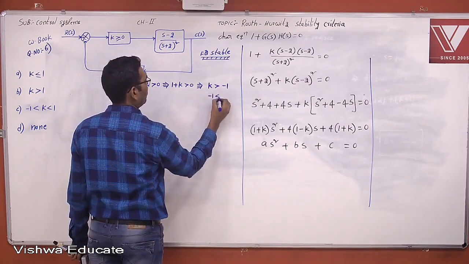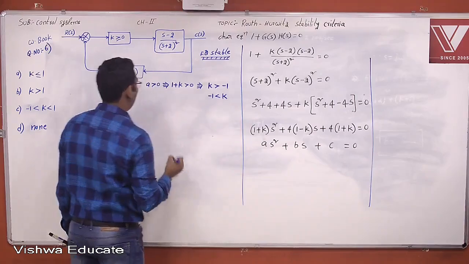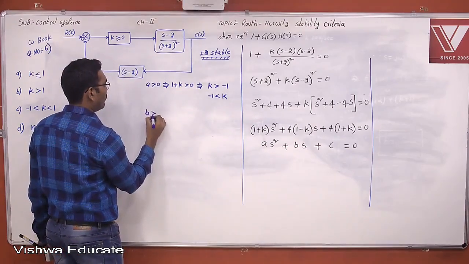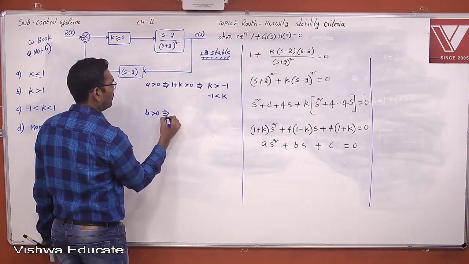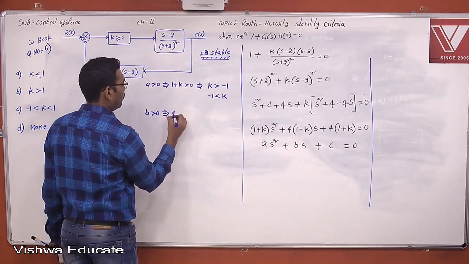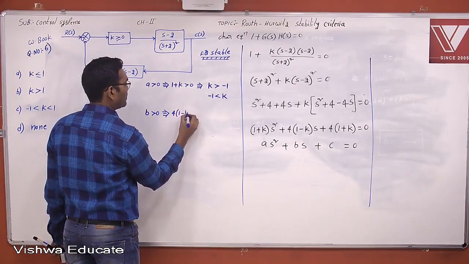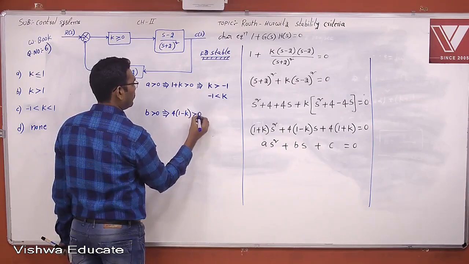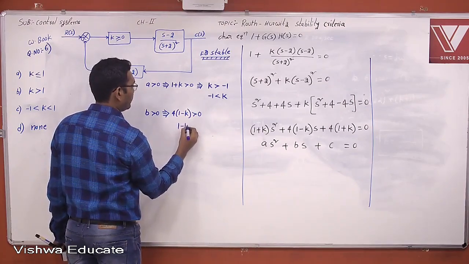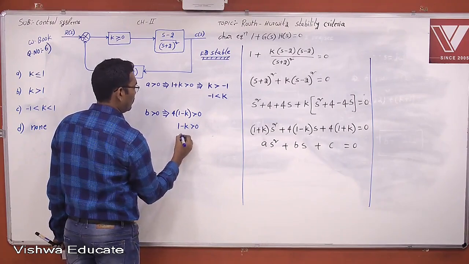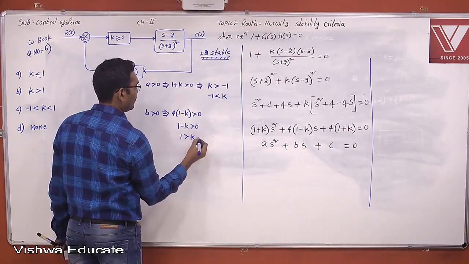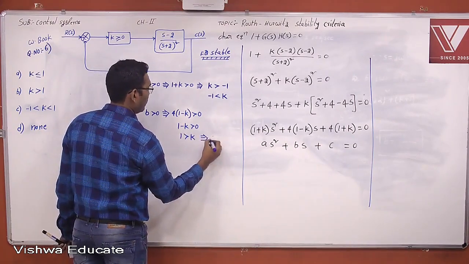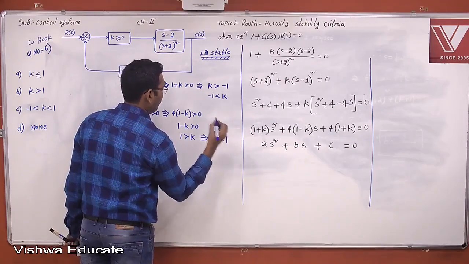So, minus 1 is less than k. And b is greater than 0. What is b? The b is nothing but 4 into (1 minus k) is greater than 0. Therefore, 1 minus k is greater than 0. Therefore, 1 is greater than k. Therefore, k is less than 1.